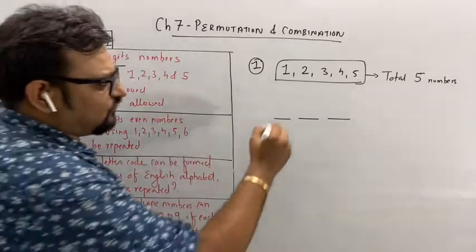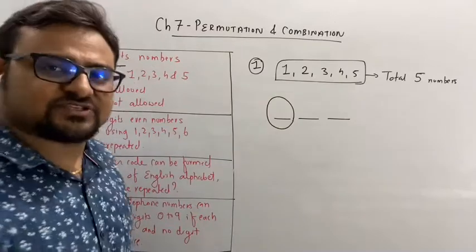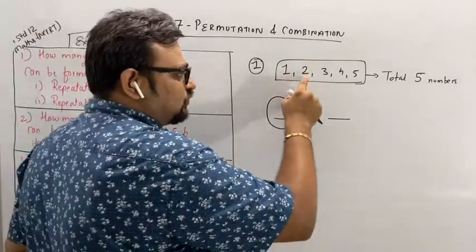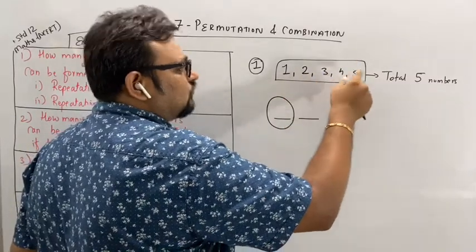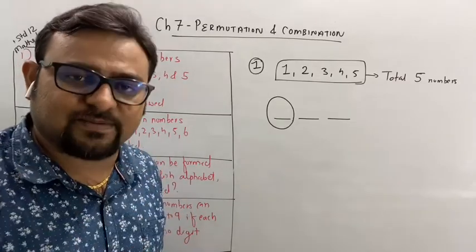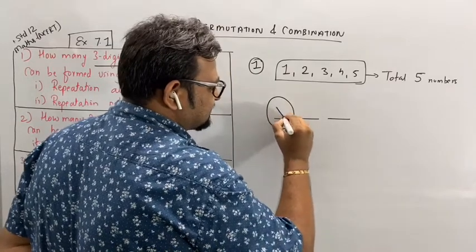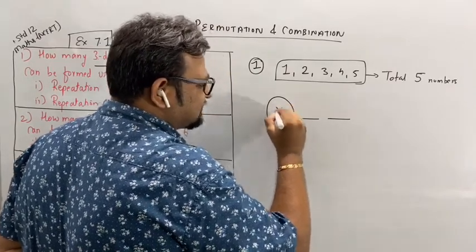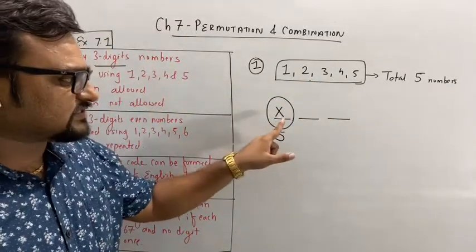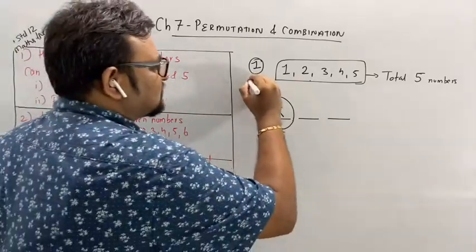So if I want to fill this first place, how many options I have? How many possibilities? I can put 1, I can put 2, I can put 3, I can put 4, or I can put 5. So I am having 5 possibilities. So I will write down here 5 possibilities. Okay. Now let's take, I have selected any one number from this and filled here. Cross means this place is filled. Clear?